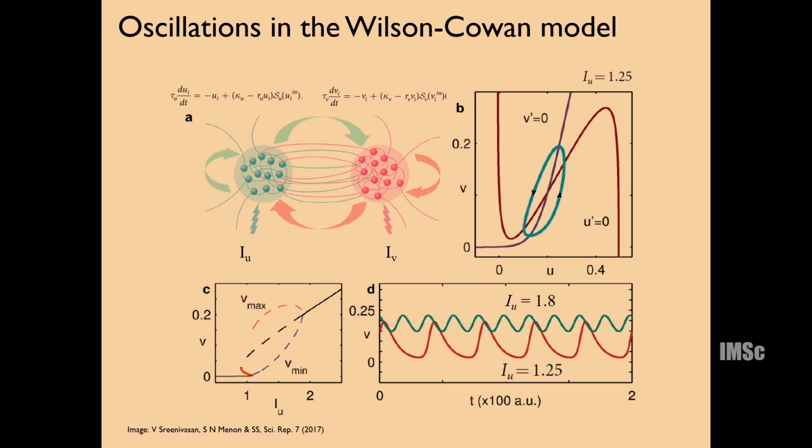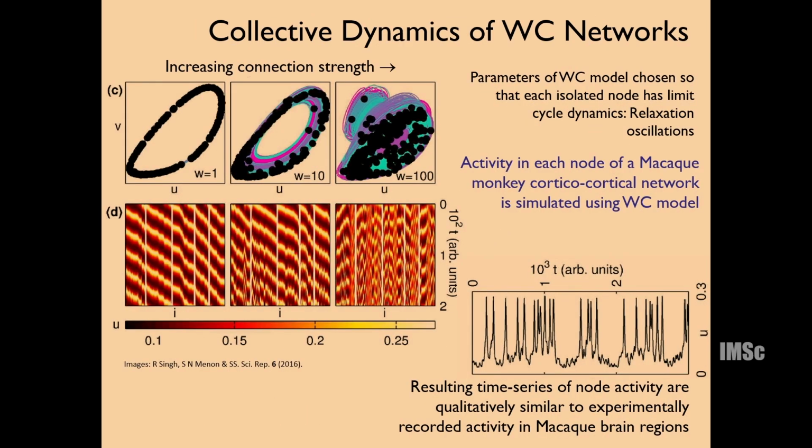Now it looks a bit dull, I admit, but if you take many of these Wilson-Cowan models and connect them with each other. Here the assumption is each part of your brain can be modeled as a Wilson-Cowan unit. And so what we did was we took the macaque network. This network is basically the network of brain regions of the macaque.